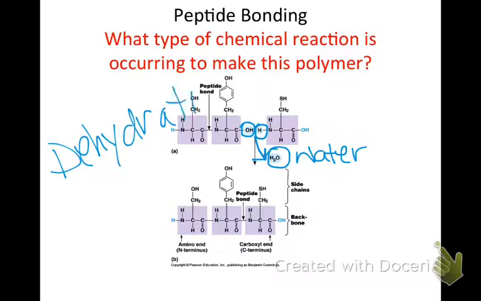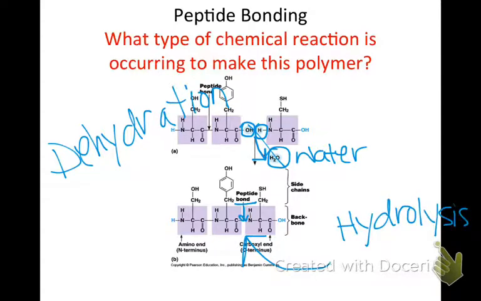Dehydration. If this was hydrolysis, we would not be taking out water. We'd be adding in a water. But we can't do that right here. If we wanted to split up this peptide bond, we would have to go through hydrolysis. You would actually have to add a water. That water would split up and break that peptide bond.